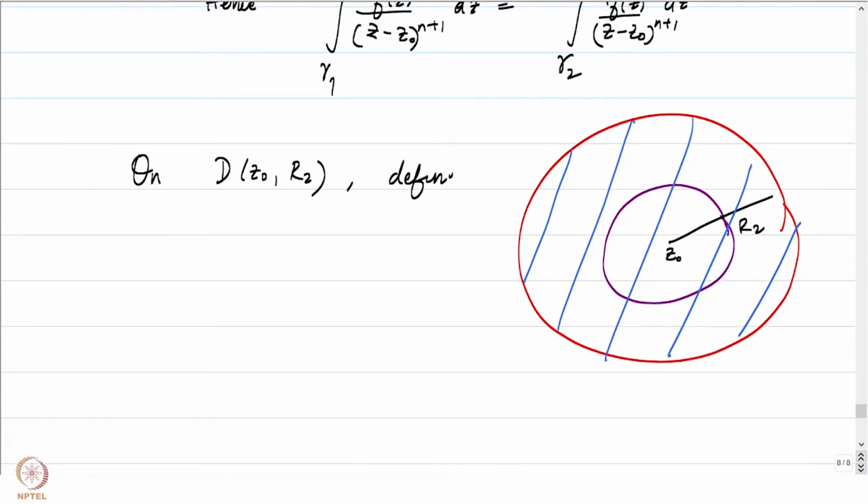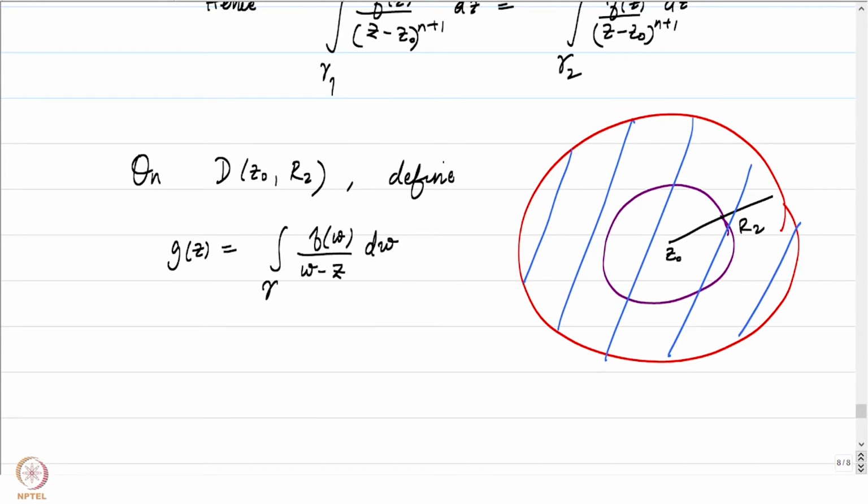Define g of z to be equal to the integral over a curve gamma. I will describe what gamma is. This is the integral of f of zeta by zeta minus z times d zeta. Maybe zeta is unnecessarily complicating. Let me use w as the variable, w minus z dw.